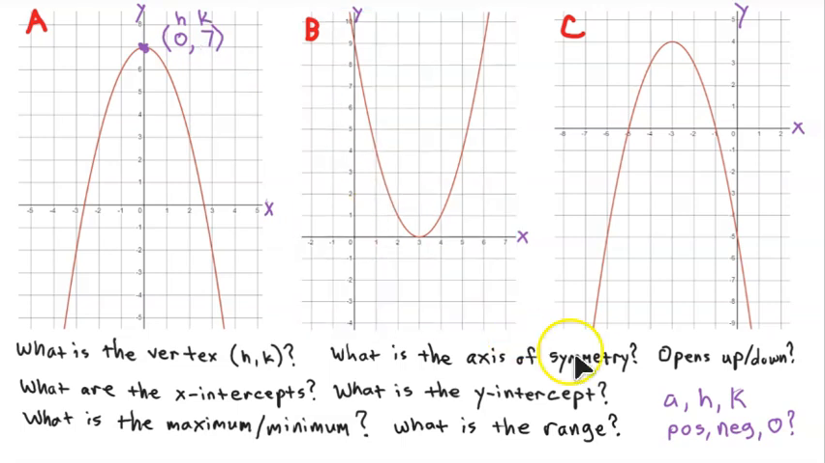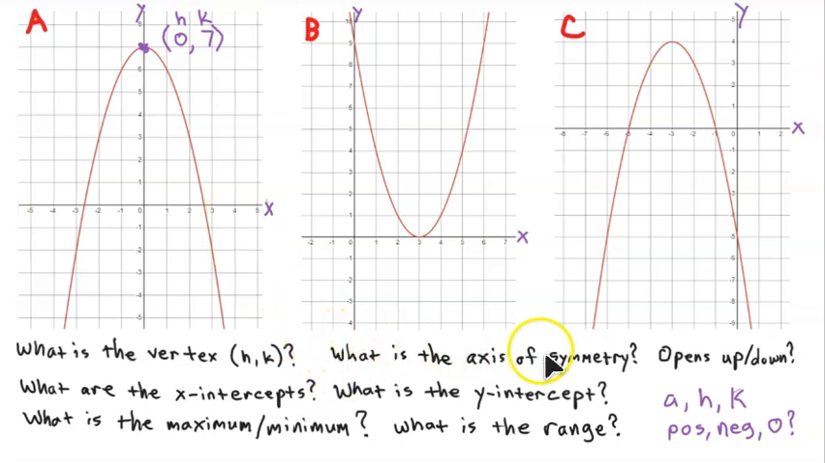Now, one other thing I want to do is answer in each one of these whether a is positive, negative, or 0, whether h is positive, negative, or 0, and whether k is positive, negative, or 0. I'll explain a in just a minute, but we can see right here that h is 0 and k is positive 7. So if asked whether h is positive, negative, or 0, we would say 0. If asked about k, we would say positive.